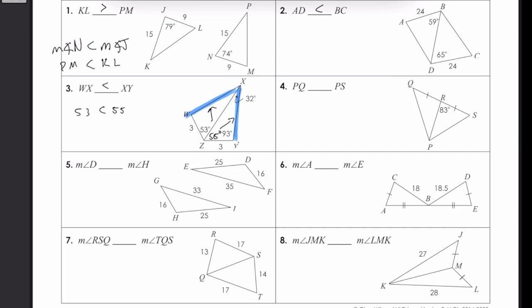On number 4, we have these congruent marks. So that means we have one pair of congruent sides, and this middle piece is your second congruent side. And we know that we have 83 here. We aren't given anything about the other angle, except the fact that we know that it is a linear pair, which means it has to be 97 degrees. And so QP and PS are the two that we are looking at. We know that 97 is opposite of the QP, and PS is opposite the 83. So which side is bigger? PQ is bigger.